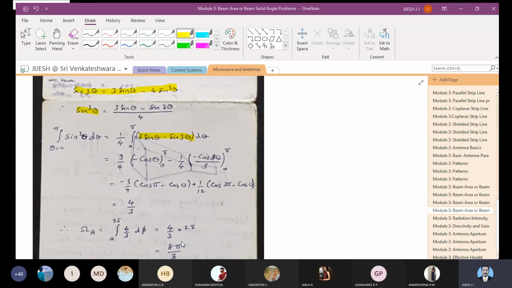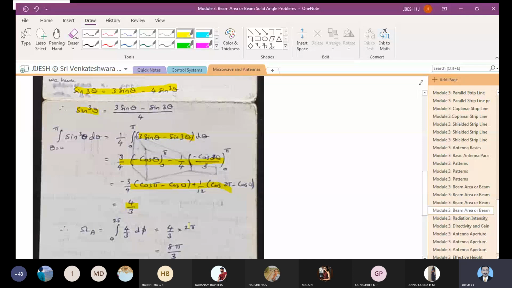So I think others also might have completed. So you get 4 by 3. By doing the integration, that is 3 by 4, substitute the limits, you'll get 4 by 3. And you can just retain it as a fraction itself, so it is 4 by 3 d phi. So integration from 0 to 2 pi, 4 by 3 into 2 pi. So you will get 8 pi by 3. So omega A will be 8 pi by 3.